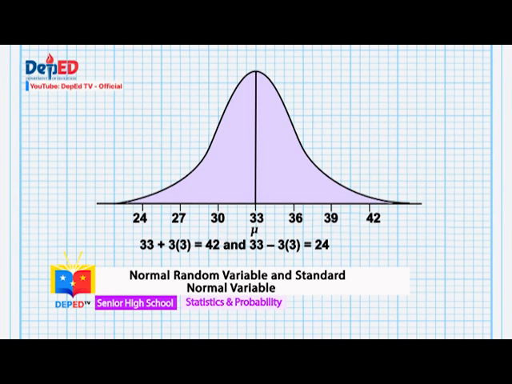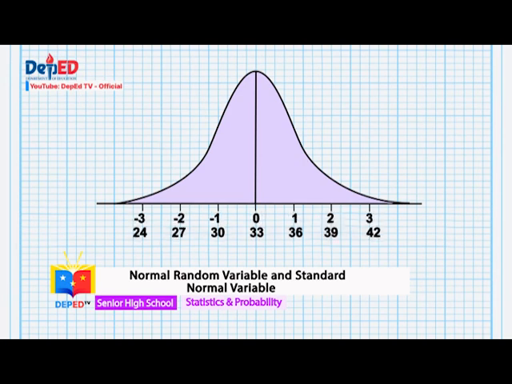If you scored 39, describe your score from the mean using its standard deviation. If your answer is that your score is exactly 2 standard deviations above the mean, then your answer is correct. How about if you scored 30? How will you describe your score from the mean using its standard deviation? If your answer is 1 standard deviation below the mean, then your answer is correct. From a normal curve, all values that are above the mean have positive z-scores, and all values that are below the mean have negative z-scores.